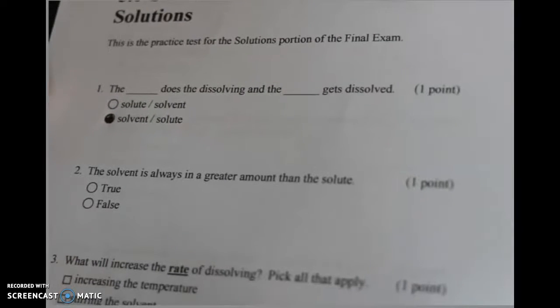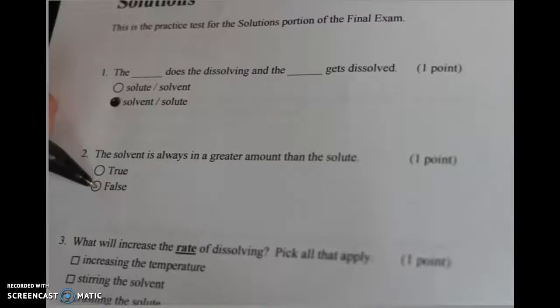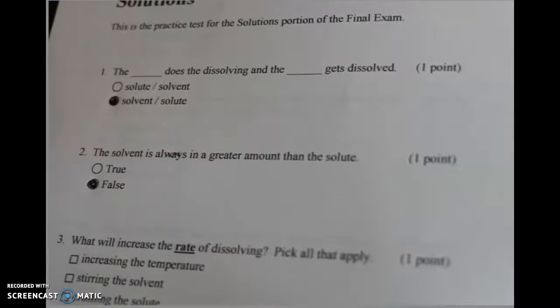The solvent is always in a greater amount than the solute, and that ends up being false. It's usually the case that you have more solvent than solute, but some solutes have such a high solubility that you can actually have a greater amount of solute than solvent. So it's really just this word always that's kind of throwing it off.